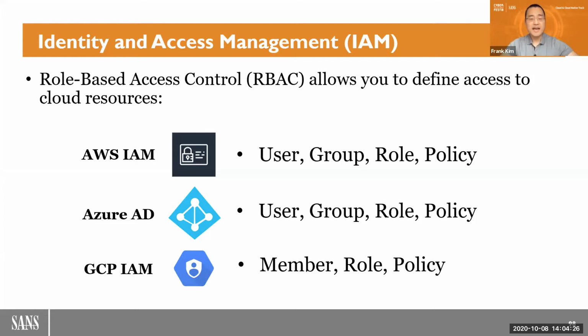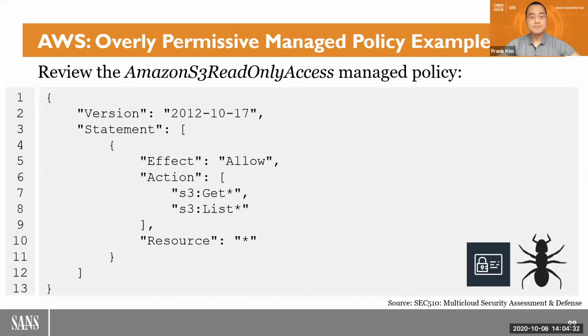From an identity and access management perspective, the one thing I want to highlight is that out of the box, all of the cloud providers have default roles that we can use. This example here is the S3 storage read-only access managed policy. Now, what line number could potentially cause an issue here if we are using this AWS-provided managed policy?